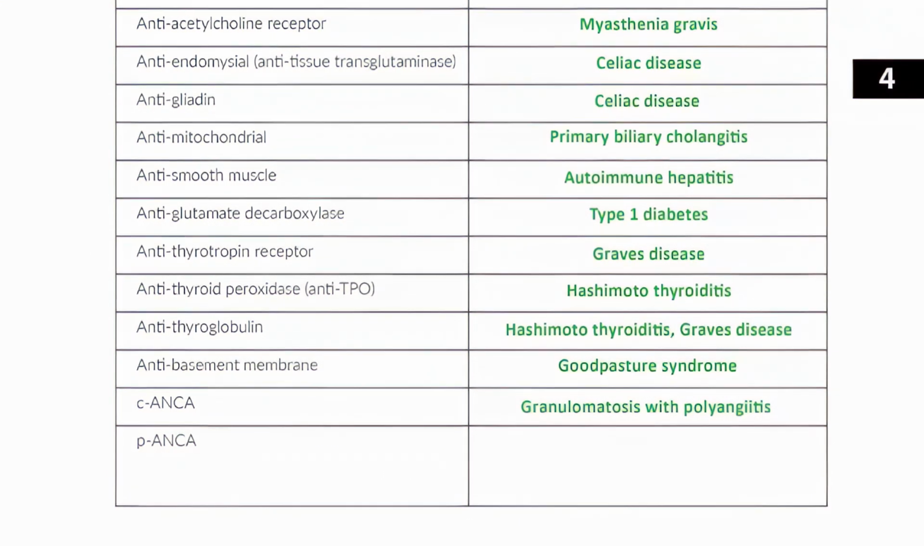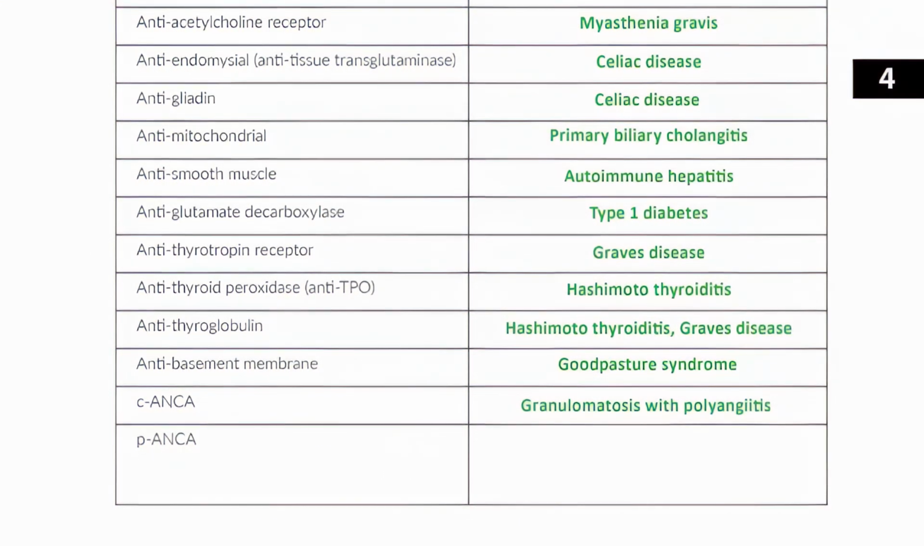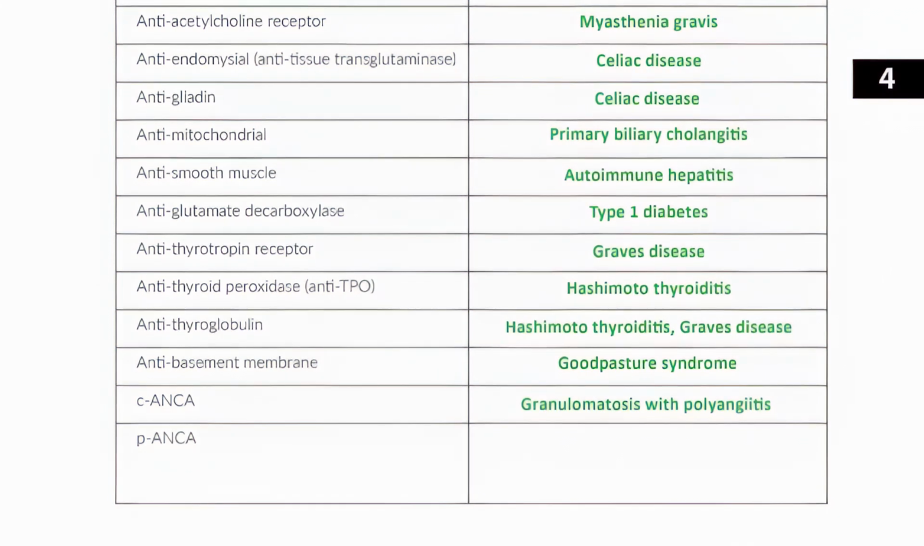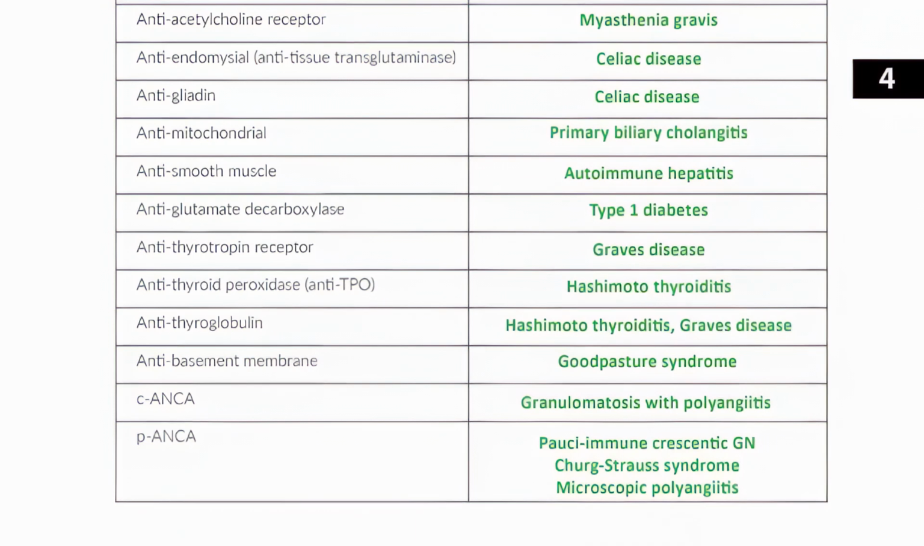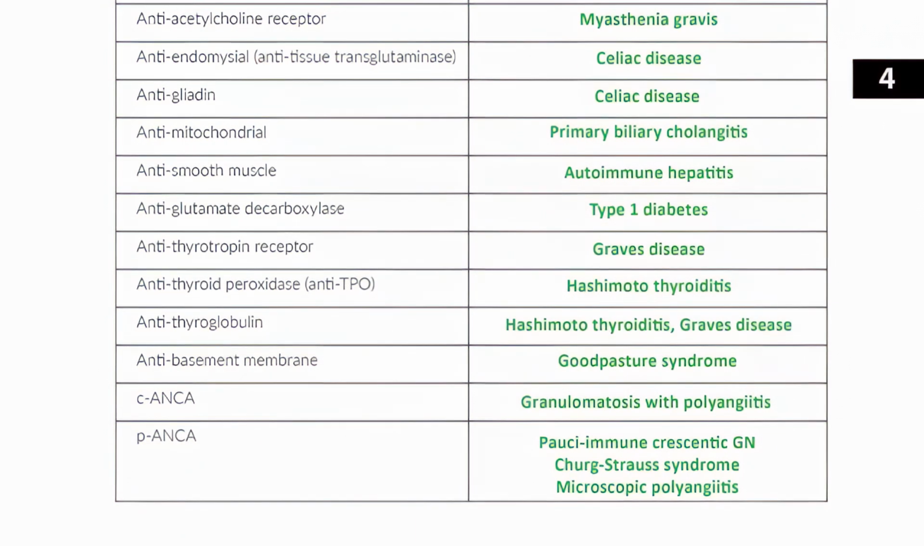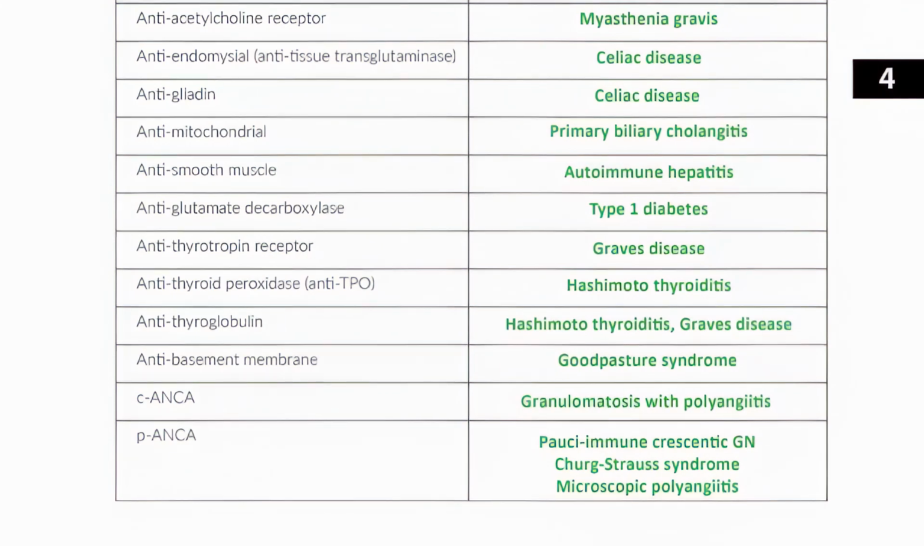And then there's P-ANCA antibodies, and these are seen with the type of glomerulonephritis called pauci-immune crescentic glomerulonephritis, and also Churg-Strauss syndrome, and a type of vasculitis called microscopic polyangiitis.